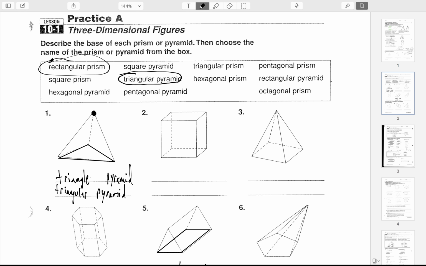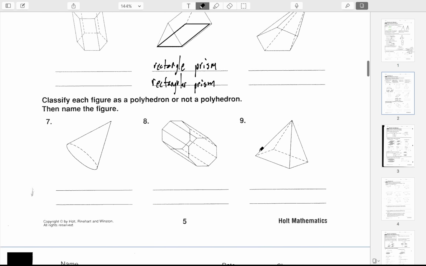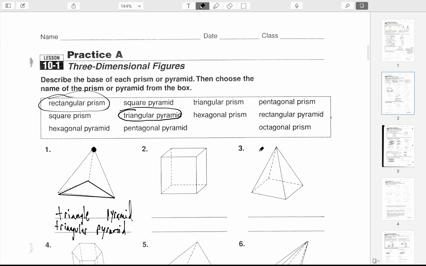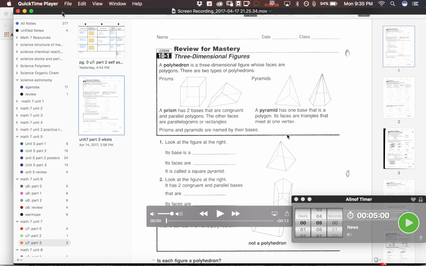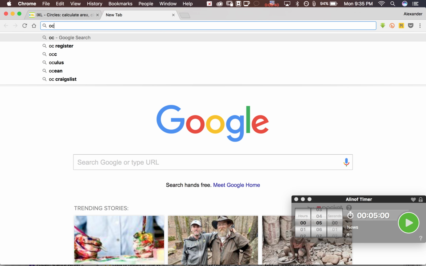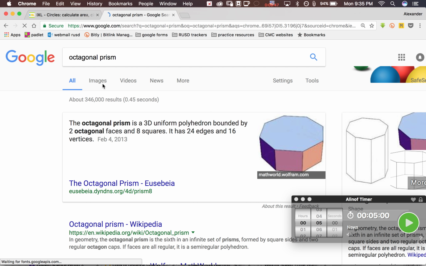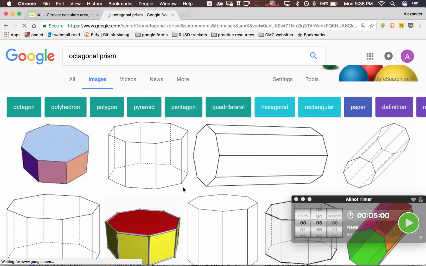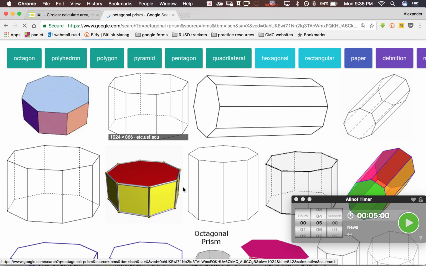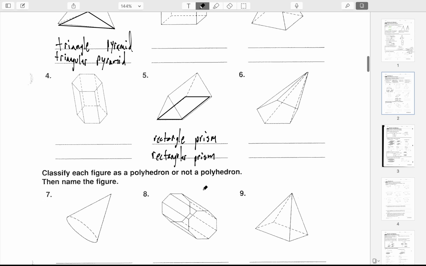Okay. Now if you get lost on any of these, what I want you to do is just do a simple search. Let's say I don't know what an octagonal prism looks like. So what you can do is go to the internet, type in octagonal prism, images. Here's some images of an octagonal prism. All of these are images. So you go back down here and find which one you think it is.